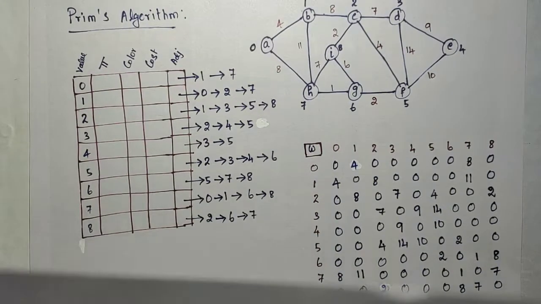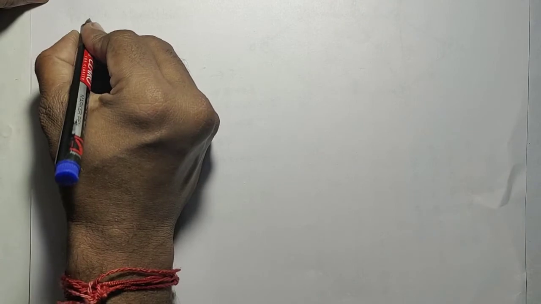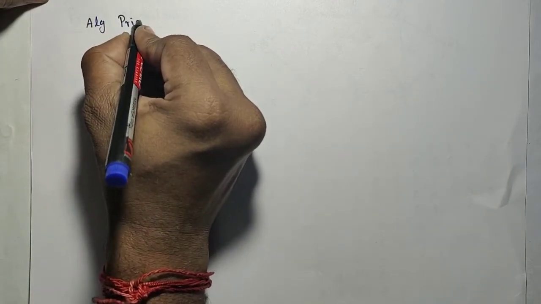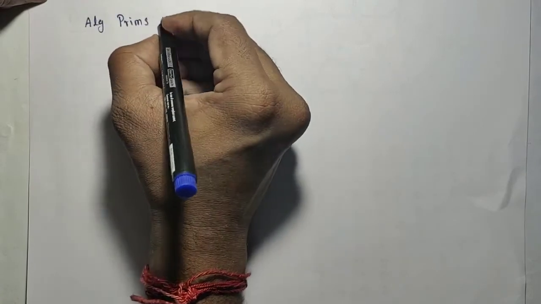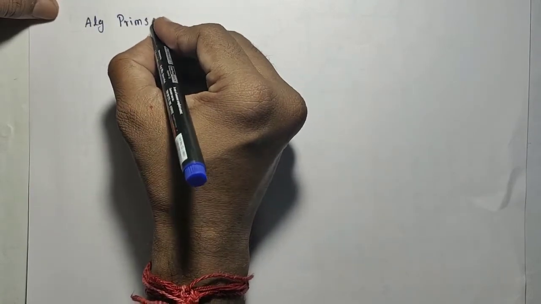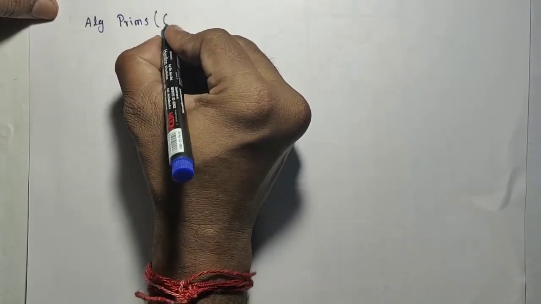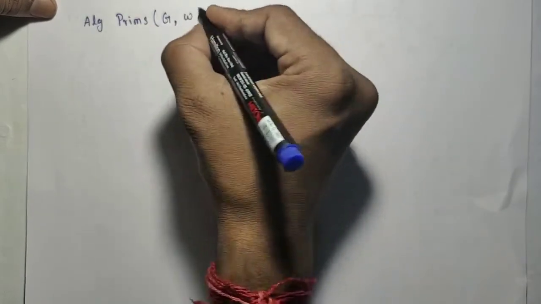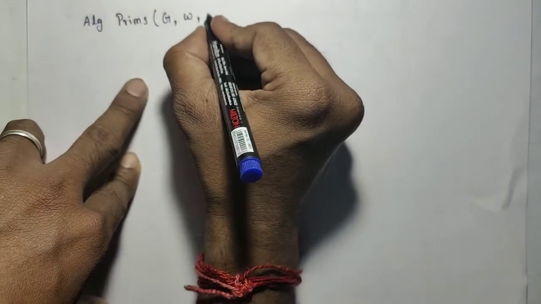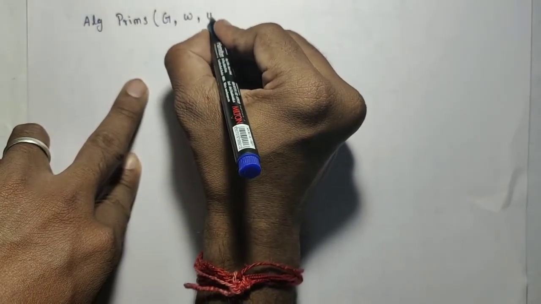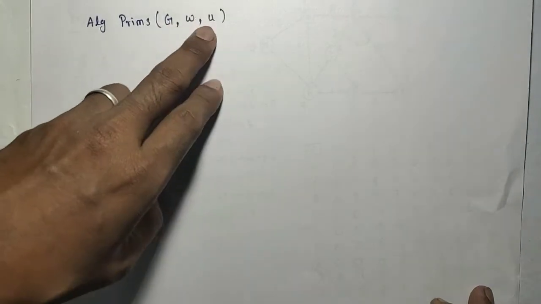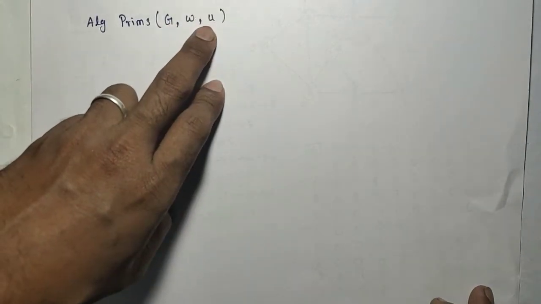So let us start writing that algorithm. Okay, friends, the input is the graph, and then the weight matrix W, and then U, the starting node. We need to pass the starting vertex U.